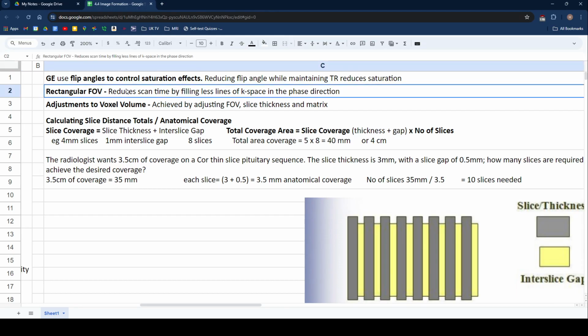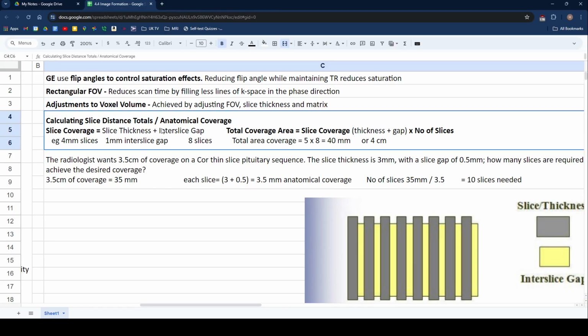Rectangular field of view reduces scan time by filling fewer lines of K-space in the phase direction. Adjustments to voxel volume are achieved by adjusting the field of view, slice thickness, and matrix. Calculating slice distance totals or anatomical coverage: slice coverage is slice thickness plus interslice gap. Total area coverage equals slice coverage times number of slices.